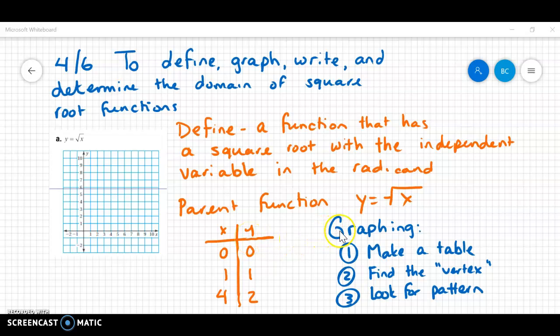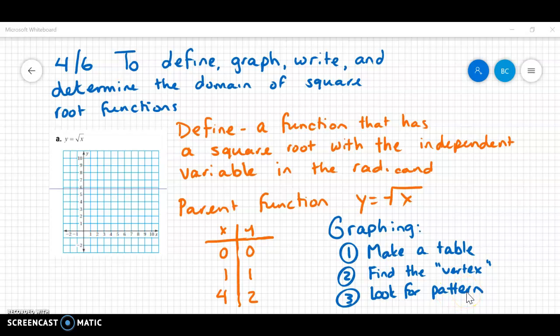So my suggestions for you as you're graphing these square root functions are to start by making a table. I'm going to show you how to find the vertex, and I put vertex in quotation marks because it's not really a vertex, but it acts like a vertex. So we'll look at that in just a minute and see why it's not really a vertex. And then we want to look for the pattern.